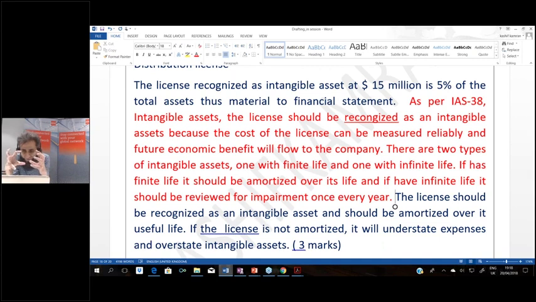And the thing I wrote in red was I kept writing generic IAS 38. I talked about finite life, I talked about infinite life, and that was not required. I talked about intangible asset can only be recorded when it has a reliable cost, when it was given that the license has a cost of $15 million. If I keep writing generic accounting standard, I'm just trying to satisfy myself rather than satisfying the assessor to give me marks.